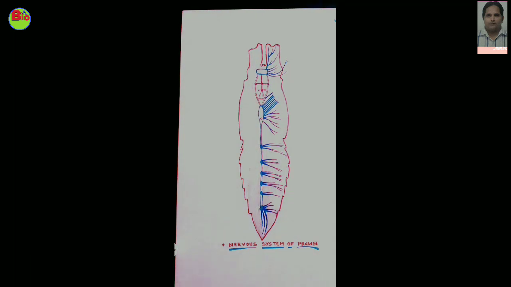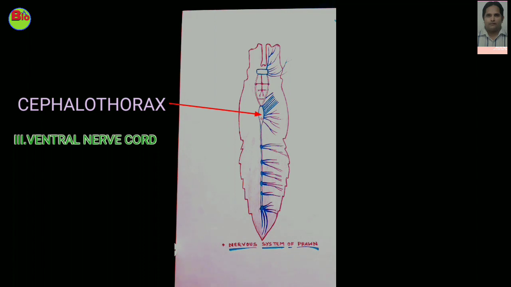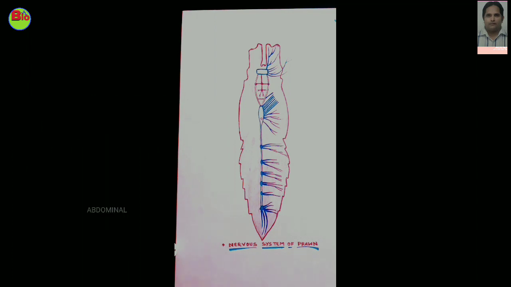And the third part of the central nervous system is the nerve cord, and it lies in the mid-ventral line of the body, just above the sternal plates. Here in case of prawn, it has lost its double nature due to the fusion of its components, while in other invertebrates it is double in nature. It bears 17 paired ganglia, and out of these 11 belong to the cephalothorax and 6 belong to the abdomen.